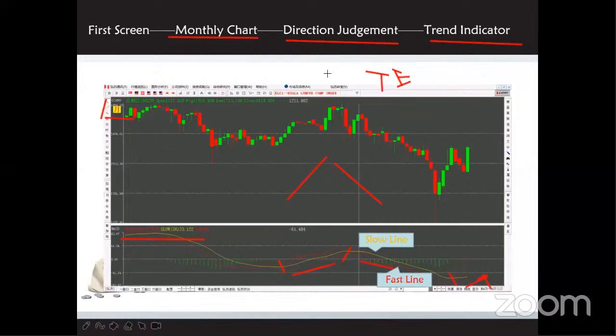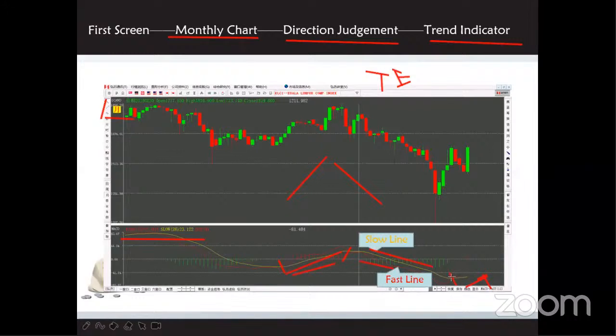So this is the first screen, based on the monthly chart, using MACD, this indicator, to judge the trend, whether it is in an uptrend or in a downtrend. Okay, so in this period we can see very clearly it is totally in the downtrend, because after this dead cross, those 2 lines, both the fast and the slow line, turn downwards, which means it's a kind of bearish pattern, and it is in the long-term downtrend.